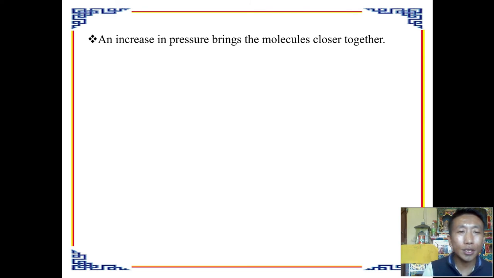Let me start off with my presentation. As we all know, when you increase the pressure, there is always a decrease in volume. So when you increase pressure, the volume decreases. When volume decreases, the gas particles or molecules will come closer and closer, and at one time it will be able to convert its state of matter from, in this case, gas to liquid. And this concept has been clearly supported by Boyle's law.